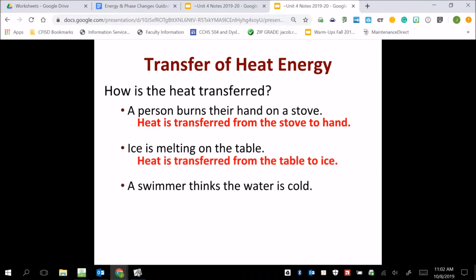Okay. Again, a swimmer thinks the water is cold. Well, which one's hot? Well, it's the swimmer, and the water is then absorbing the energy from the swimmer. That's why the swimmer feels cold. Okay. So hopefully that makes sense, and we're ready to move on.